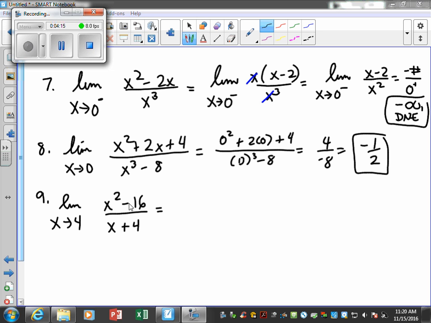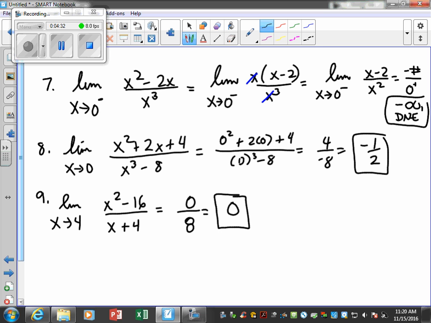Limit of x squared minus 16 over x plus 4 as x approaches 4. And this one we can do direct substitution. We would get 4 squared, which is 16. 16 minus 16 is just 0. So we just have 0.